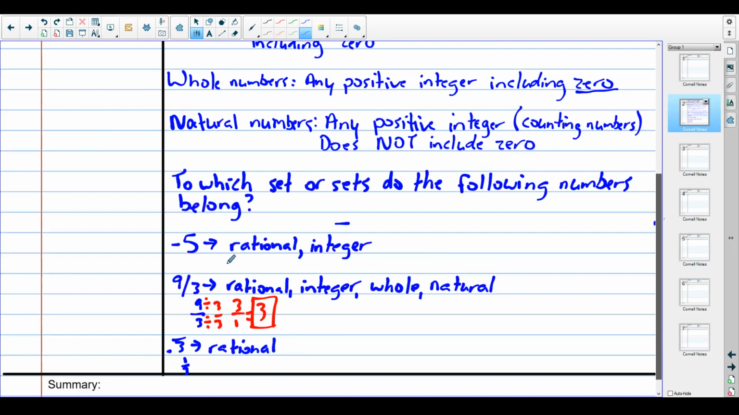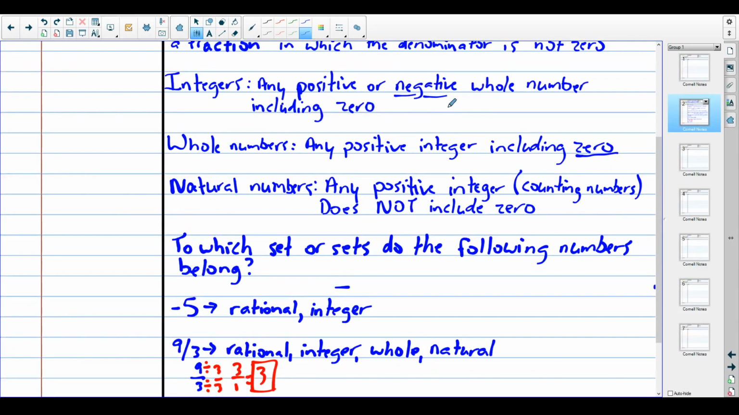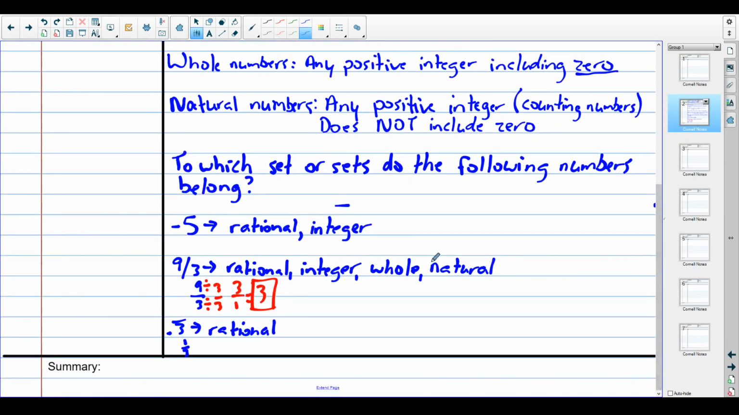Okay, but now is it an integer? Well, since there's a decimal, it does not fit the whole number classification, so it's not an integer, and if it's not an integer, it's nothing else. So 0.3 repeating is rational only. And we're done with this. That's it. That's all number sets are.